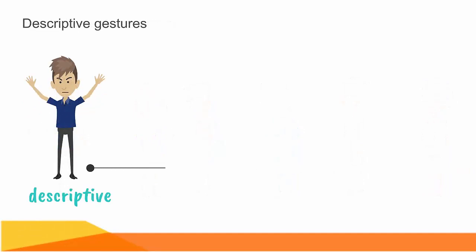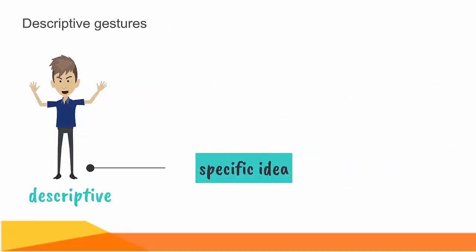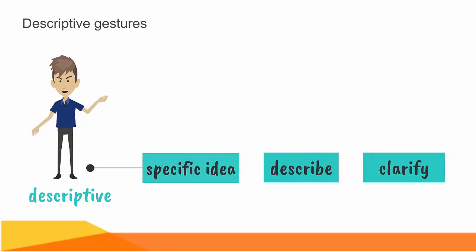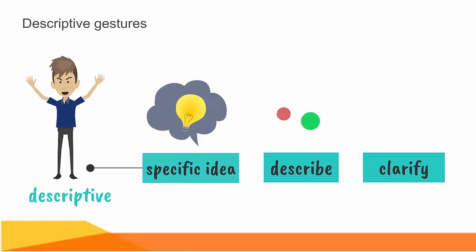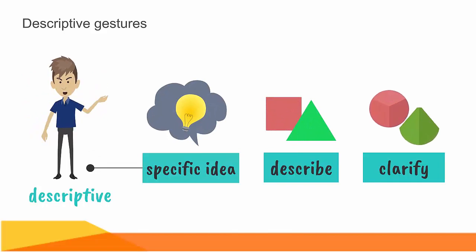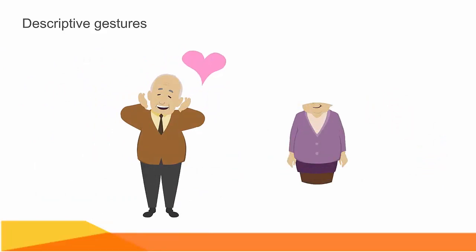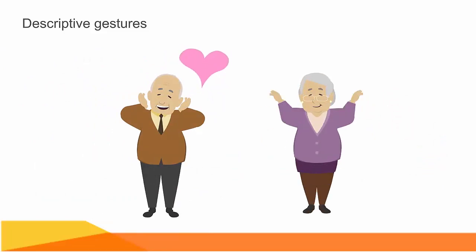Descriptive gestures, on the other hand, are used to communicate a specific idea, describe, or clarify a verbal message. They are purposeful and help the audience understand comparisons or visual shapes, sizes, and distances. Using your arms or hands to create a shape is a descriptive gesture, as is spreading our fingers or hands to indicate a distance or length.